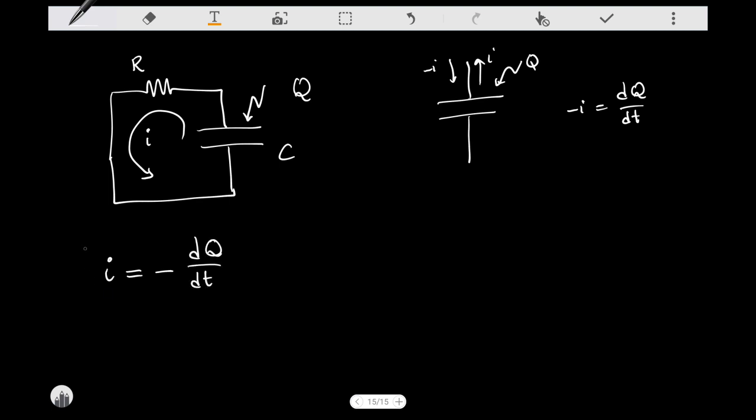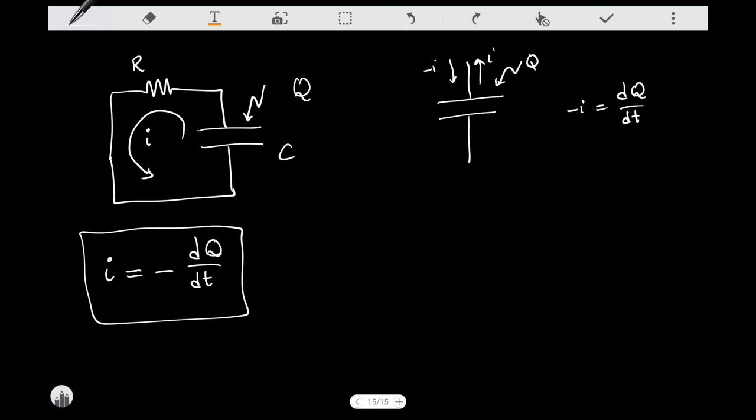Again, let's remember that the sign in front depends on how I choose the direction to measure the current and which plate I choose for representing the charge. Just keep this in mind. Depending on that choice, this sign can be positive or negative. That's one of the things that you have to be careful about.